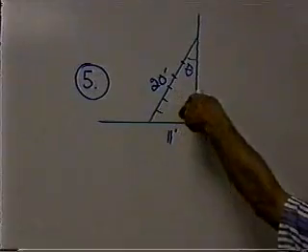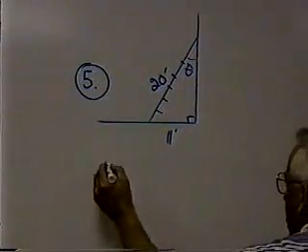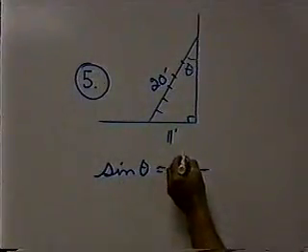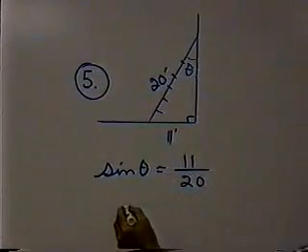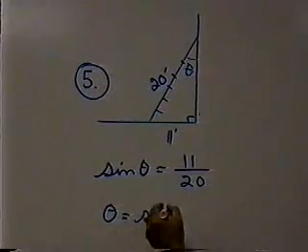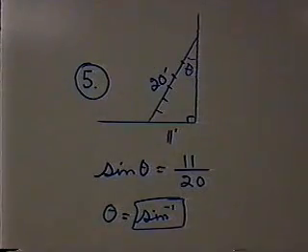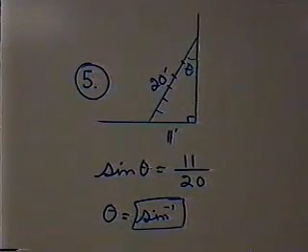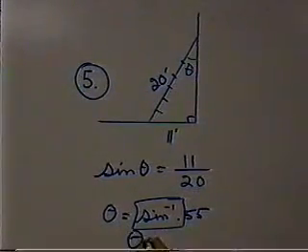This is what? This is side opposite. That's what? Sine. So the sine of theta is equal to the side opposite over the hypotenuse. Okay, and therefore we find the theta by doing the inverse sine button, okay, of 11 over 20. So we do the inverse sine of 0.55 and find that angle.